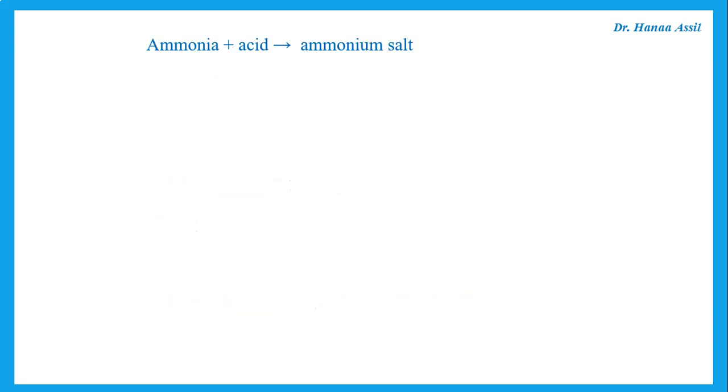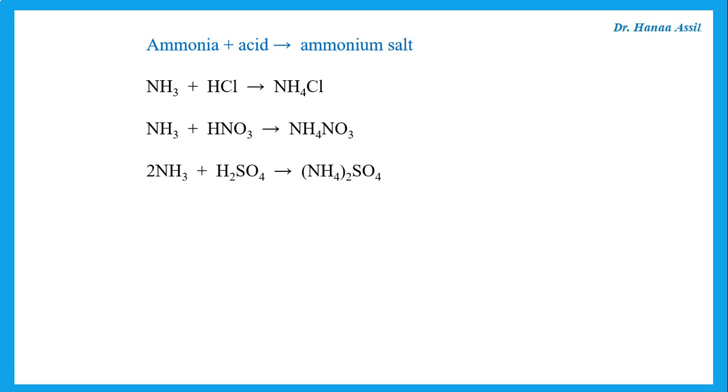Ammonia is a base, but it's a base that doesn't have OH. So when it reacts with acid, it gives only salt. So if I have ammonia, and ammonia please is NH3, it reacts with acid, it gives ammonium something, which is NH4. So with hydrochloric, it gives ammonium chloride. With nitric, it gives ammonium nitrate. With sulfuric, it gives ammonium sulfate.